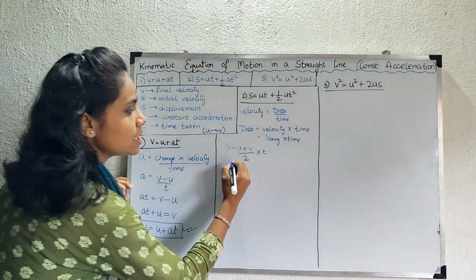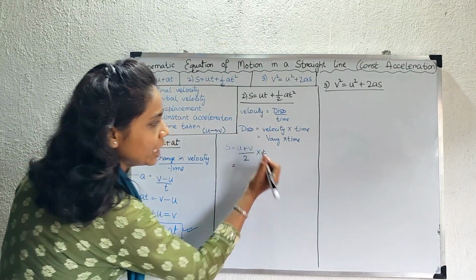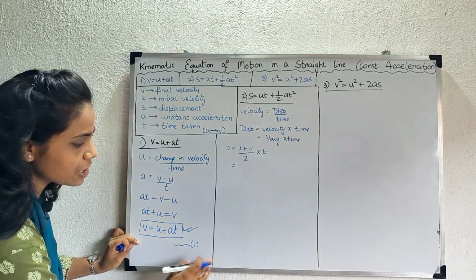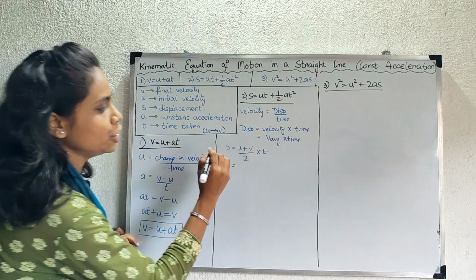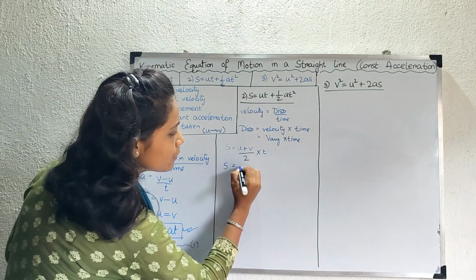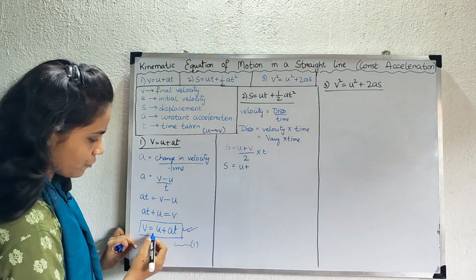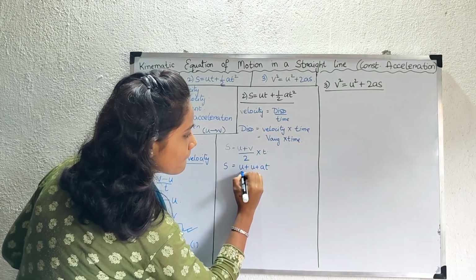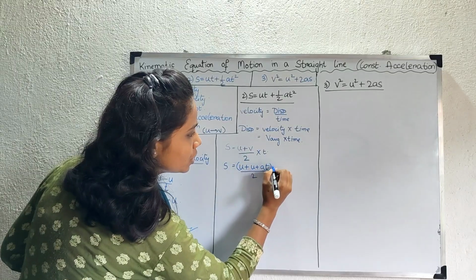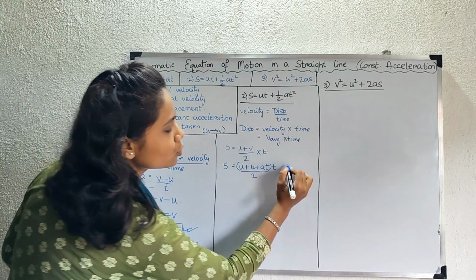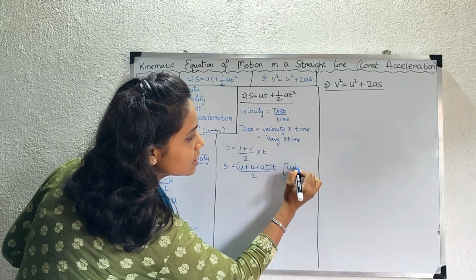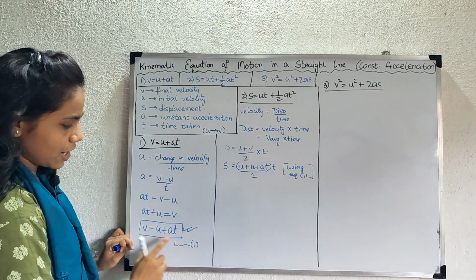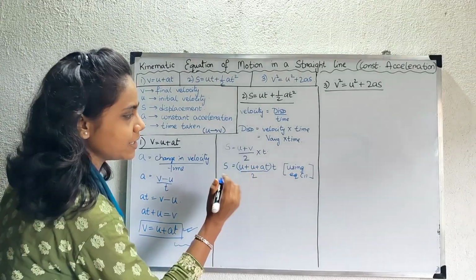So we have got this. Now in place of v we will write this equation, using equation 1, that is, in place of v we will write u plus at. So S equals u plus, in place of v write this, u plus at, by 2 into t. There is a t, so t. This we have written using equation 1, v equals u plus at; in place of v we have written this.